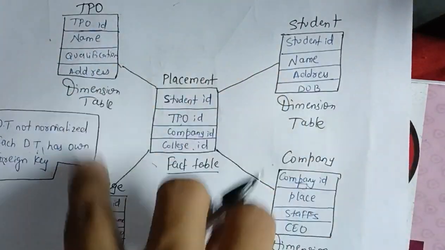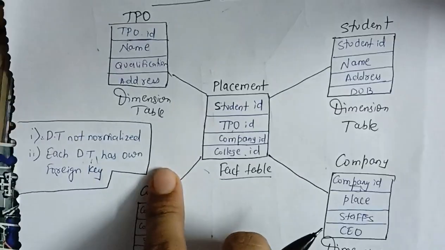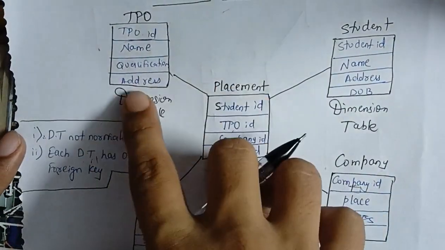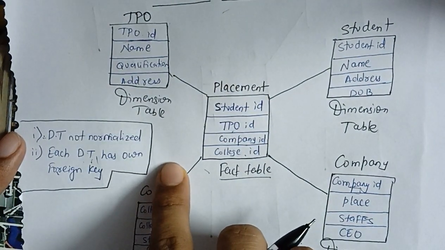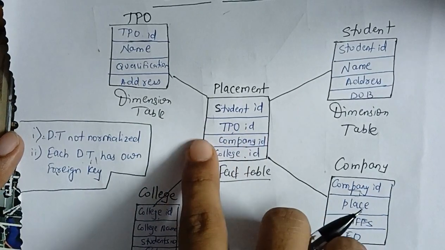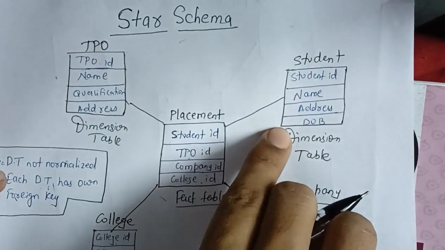It represents a star, that's why it's named star schema. Here the dimension tables are not normalized, and every dimension table has its own key connected to the fact table. That is the basic structure of star schema.